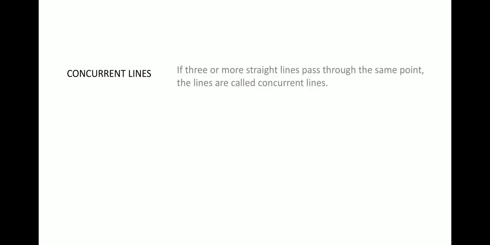Next, concurrent lines. If three or more straight lines pass through the same point, then the lines are called concurrent lines. For example, let's say there is a line, and there is another line which intersects at that point, again another line which intersects at the same point, and another line, and there are more than three straight lines which intersect or pass through the same point, this point out here, then all these lines are called concurrent lines.